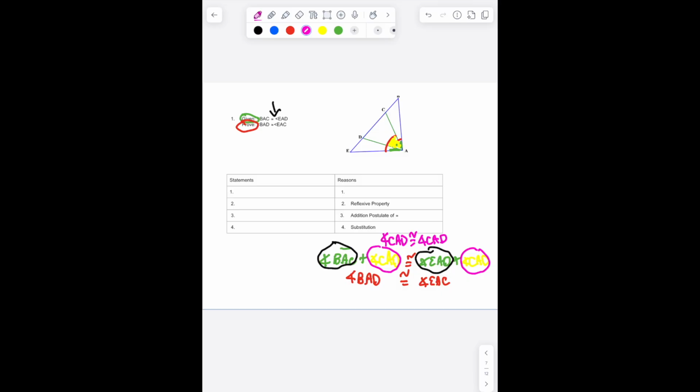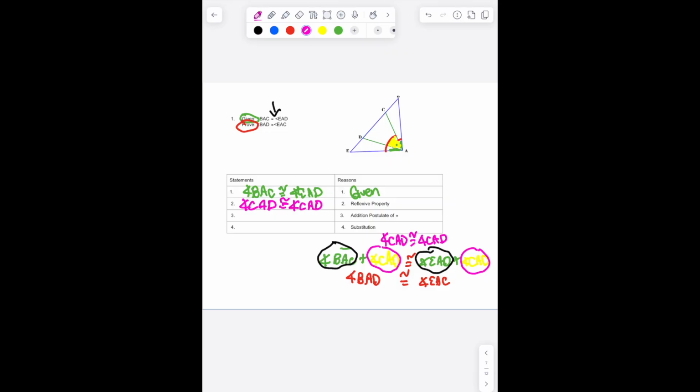So I'm going to put this all into the proof now. Now we just have to transfer. So we have angle BAC congruent to angle EAD that was given to us. Now we know that the reflexive property that we need is the two yellow angles, which is the same angle that's being added to both of the green angles, angle CAD. So angle CAD is congruent to angle CAD.